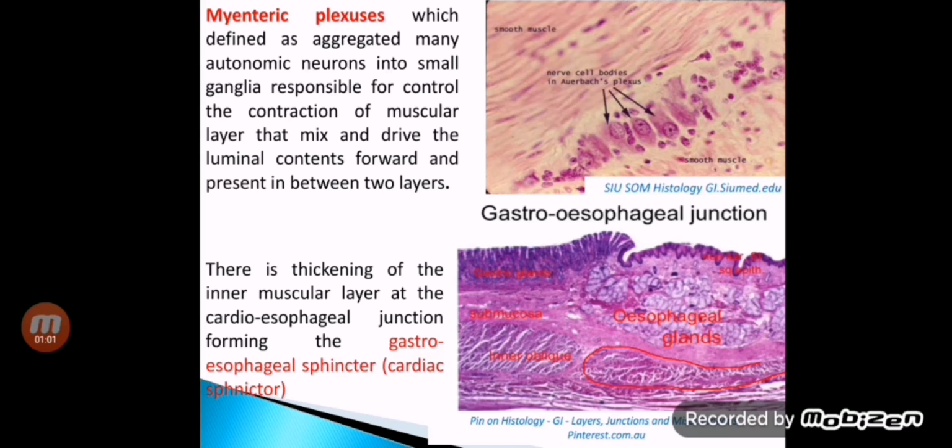The muscle layer at the lower end of the esophagus shows an enlargement of the inner circular layer, which is demarcated by this red line, and this forms what is called the cardiac sphincter. In the stomach, the muscle shows an enlargement because an additional layer is added to the already present layers, and it becomes inner oblique, middle circular, and outer longitudinal. The outermost layer, serosa, continues from the esophagus to the stomach.